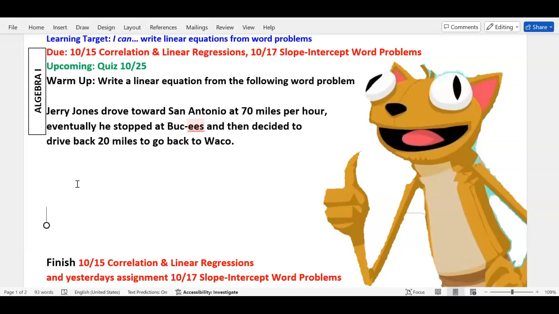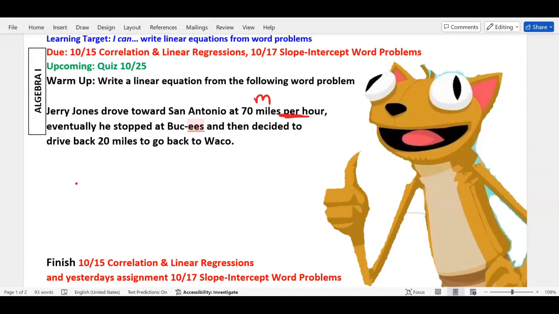Look. It says Jerry Jones drove toward San Antonio at 70 miles per hour. Do y'all see "per"? What does per mean? It's the rate of change, the rate, which means it is m, slope. So again, when you see a changing amount, that's your m, slope.